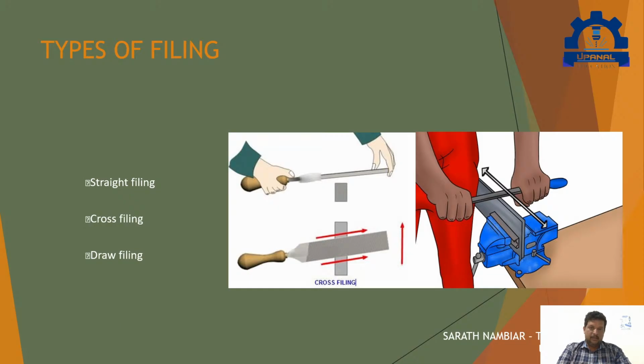But straight filing is where we remove the material by moving the file at a 90-degree angle against us. When we are standing, we take it exactly 90 degrees. In cross filing, it will be around 45 or 60 degrees. We turn it and file on both sides, which covers more area. Draw filing is just to remove the excess material, using the side of the file. Most commonly used are straight filing and cross filing.